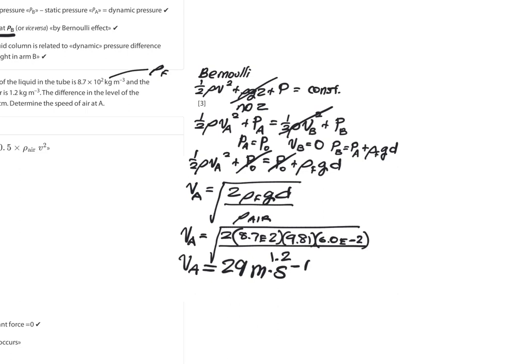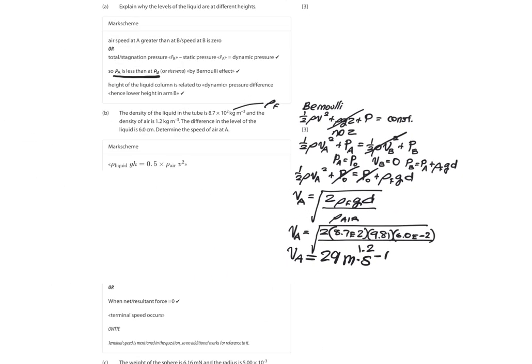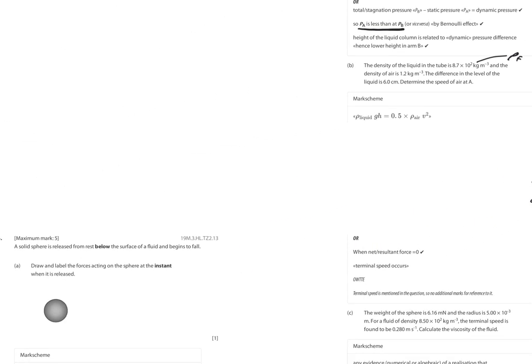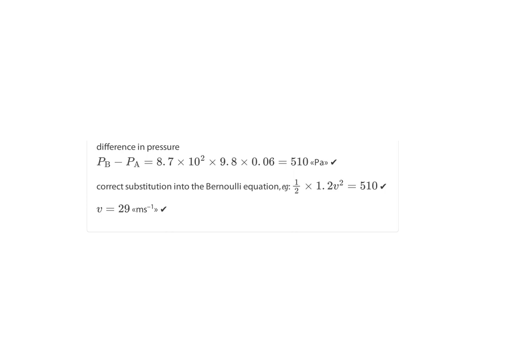Watch out for those units, of course. The difference in the height was given in centimeters, so we put 6 times 10 to the negative 2. Multiply all that up and take the square root, and you wind up with 29 meters per second, which agrees with the mark scheme. The rest of the mark scheme is actually all the way over here. And yes, indeed, we have 29 meters per second, so that matches.